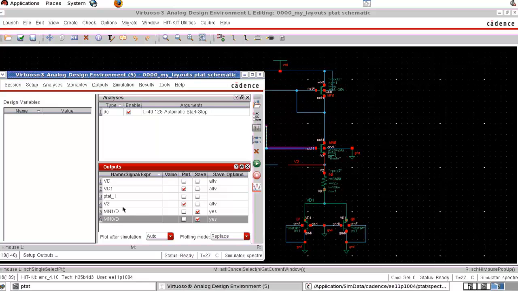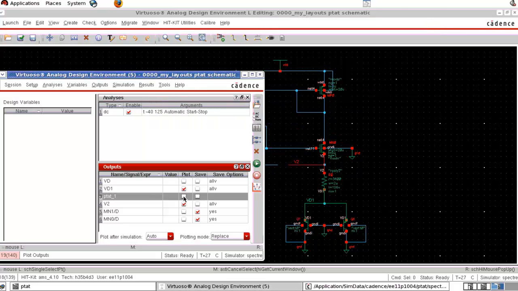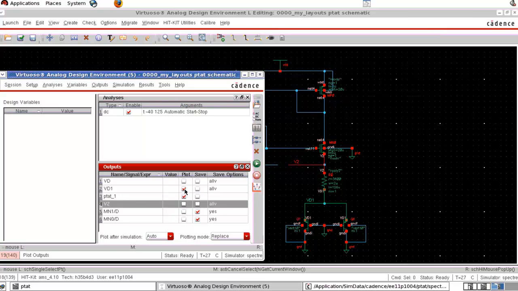Or I can modify this expression. We already have one expression for PTAT1, so let's modify that expression. That is Vd minus Vd1. So now I want V2 minus Vd1. So I am deselecting Vd1 and V2 and run the simulation again.